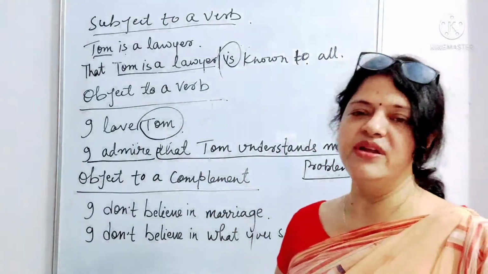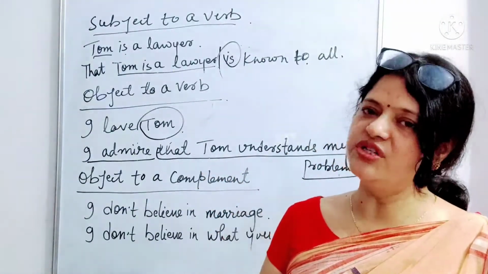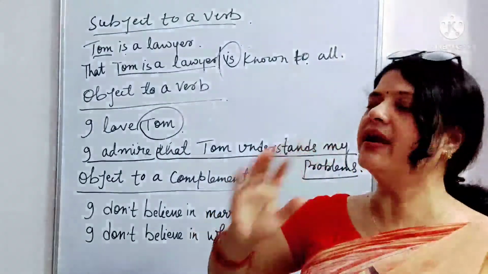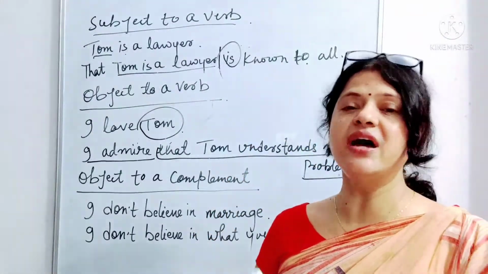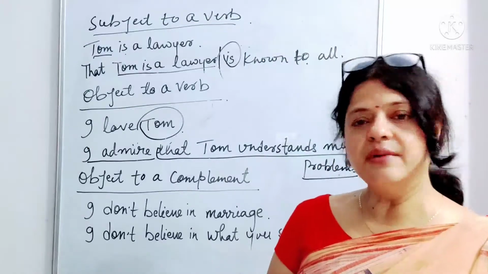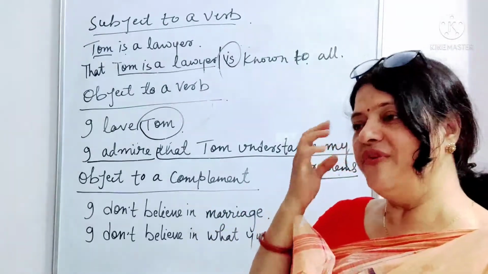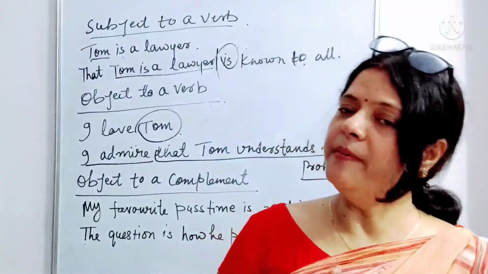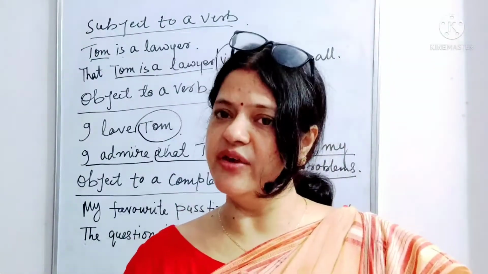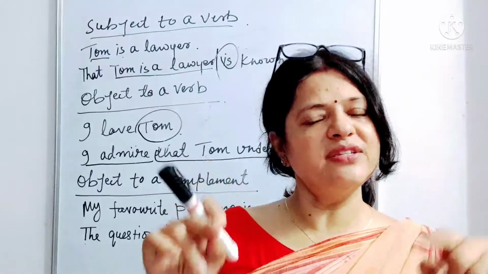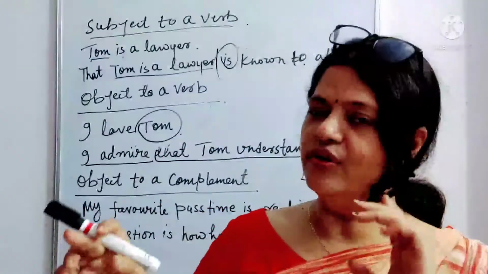Object to a complement. So first, let's understand what is a complement. Just now I told you that after a verb, it doesn't always happen that an object comes. Sometimes, complements also come. It has a place in it. So when does a complement come? Now, complements always follow the linking verb. A linking verb always connects the subject with the complement.